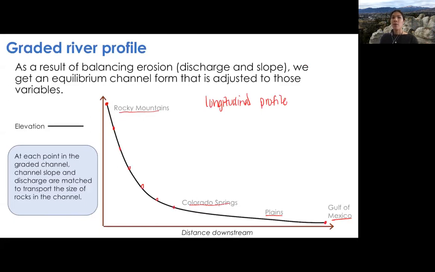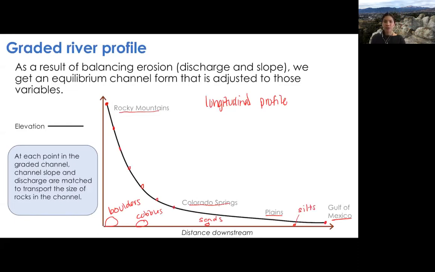So when I said earlier that we're balancing erosion, it doesn't mean that no erosion is occurring, but it's balanced so that erosion is occurring on exactly what is present in the channel. And so that kind of leaves the question, what is present in the channel? We tend to have boulders, cobbles, and then we get down to sands and silts in the channel.